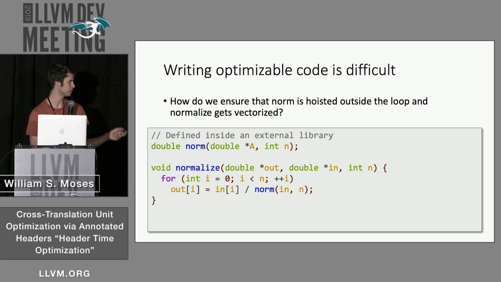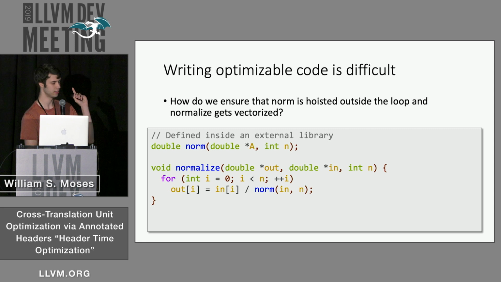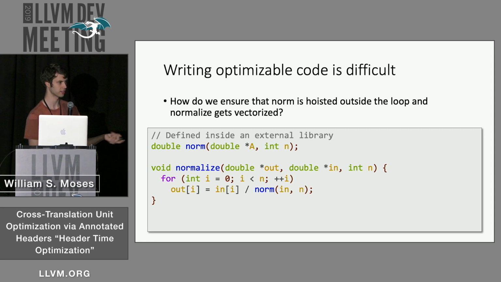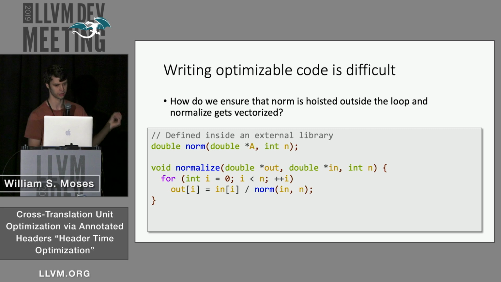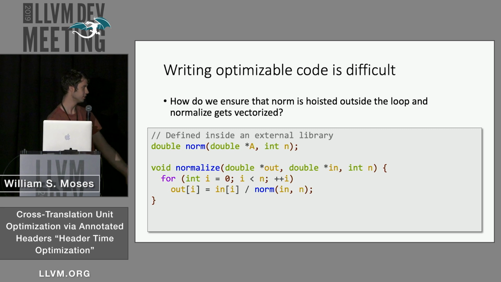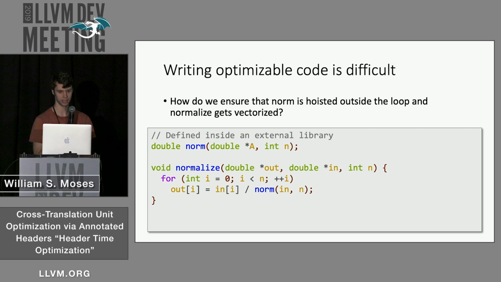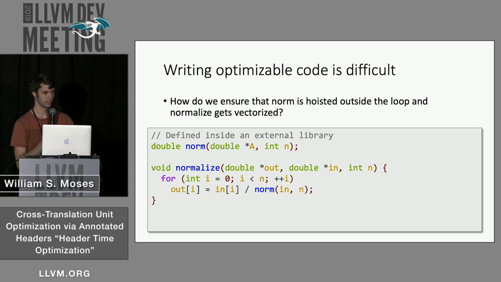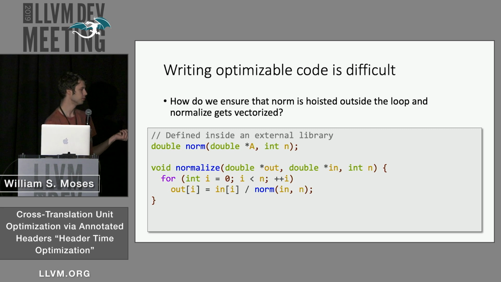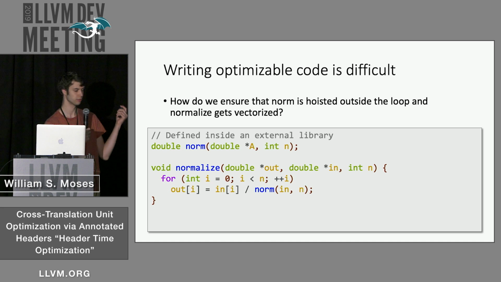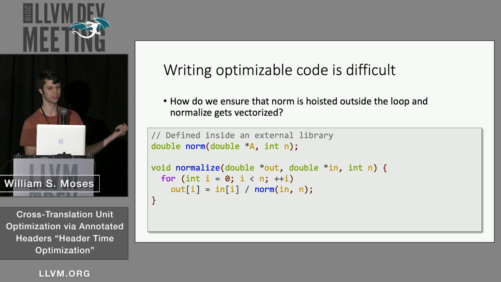So I have a question for you. Suppose that I have a norm function that computes the magnitude of a vector declared in, say, an external library or a different function or something like that. And I decide to use it in this way inside of a normalize function. Now, the good thing that we want the compiler to do in this particular instance is we want it to realize that norm can be hoisted outside of the loop via loop invariant code motion, changing our O of n squared algorithm to an O of n algorithm.